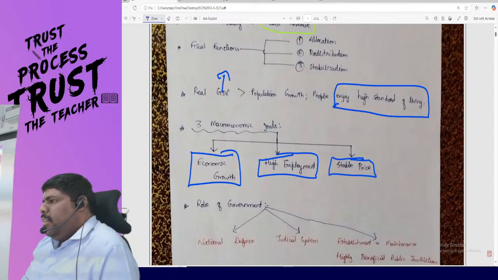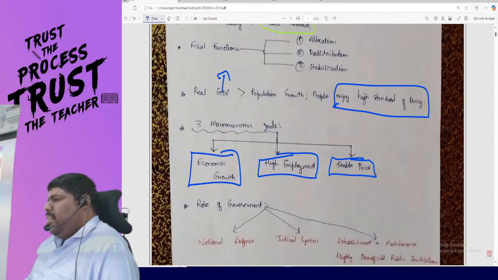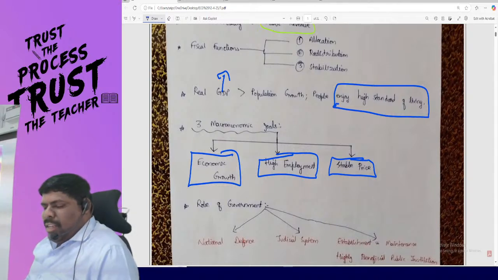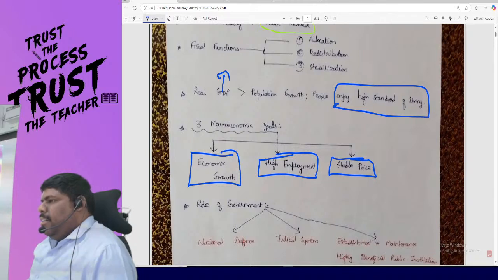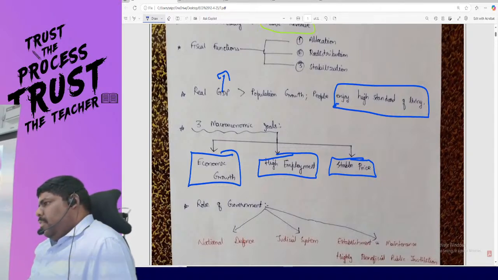Correct? What is the price of gold today in Chennai? It recorded the highest price today. Do you know? Stable price is not there. What does the term stable price mean? The prices should remain at a constant level. But why do gold prices keep on increasing? Abundant source.